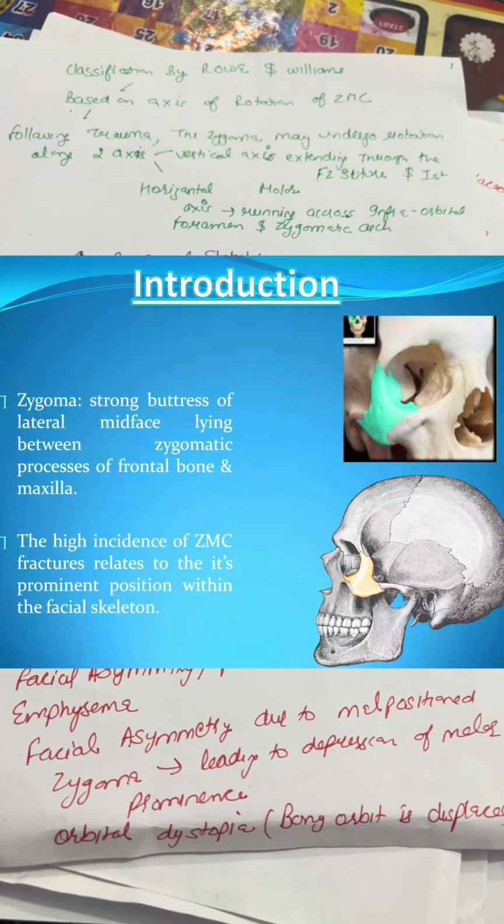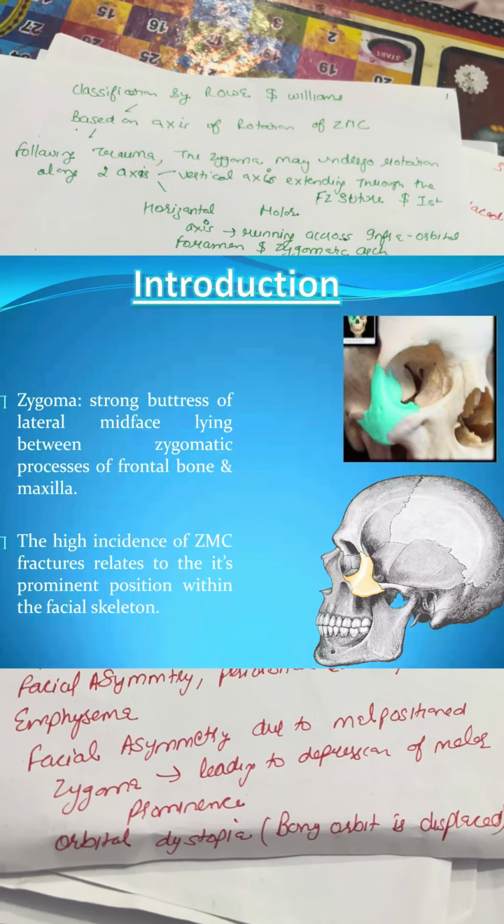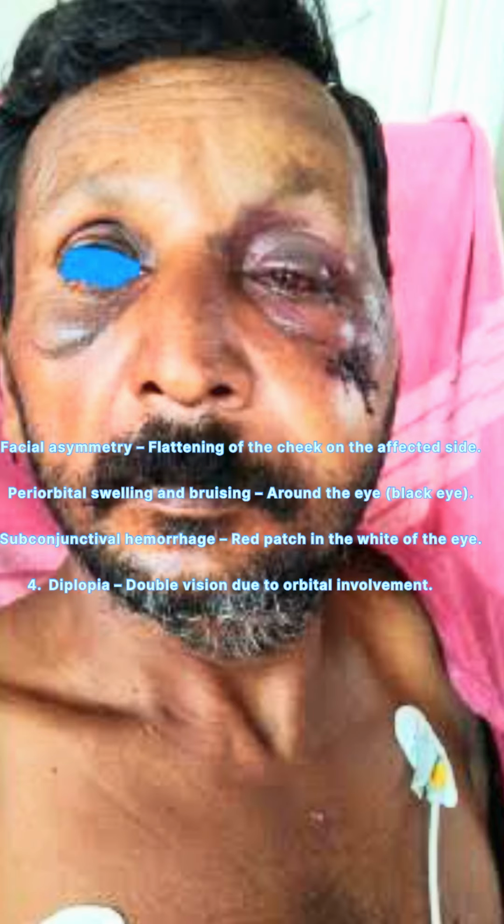What are the clinical features of zygomaticomaxillary fracture? Facial asymmetry, periorbital edema, hematoma, emphysema. Facial asymmetry is due to malposition of the zygoma, which leads to depression of the molar prominence. Orbital dystopia, which means the bony orbit is displaced. Discoloration due to conjunctival hemorrhage and periorbital ecchymosis.